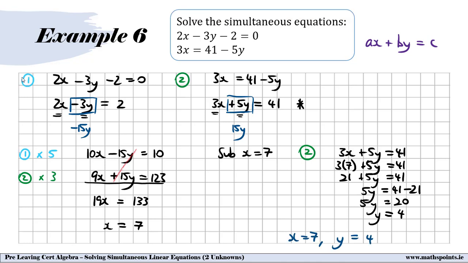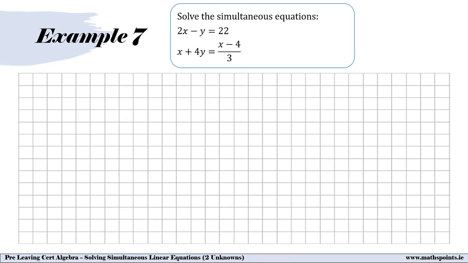y is equal to 4. And so this is our first example where we not only had to multiply both lines by numbers to get one of the letters to cancel or to eliminate, but we also had to rearrange the equations at the start of the sum as they were in the incorrect order. And we need them to be in the order ax plus by equals c before we start the sum and decide upon multiplying lines.